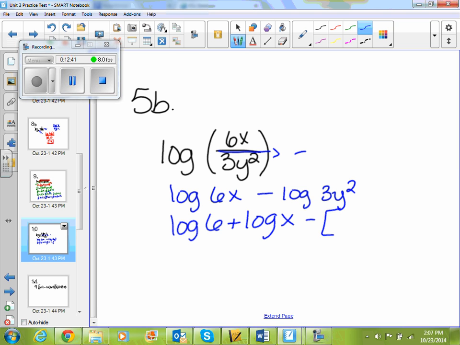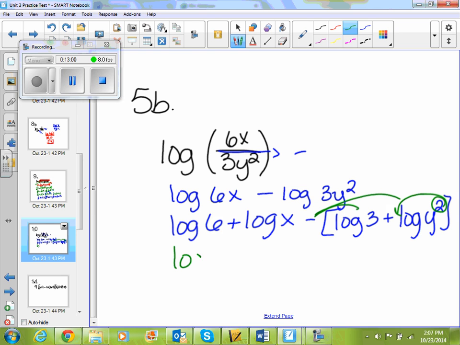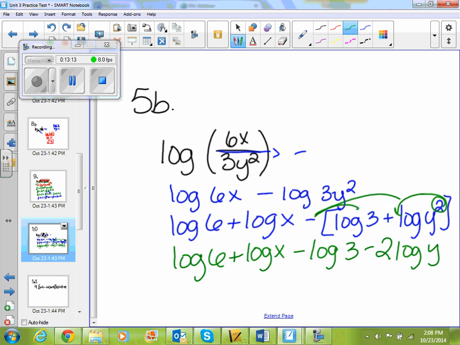Minus, if I break up the 3y squared, I get log of 3 plus log of y squared. And I'm going to roll down my 2 and distribute my negative. So then I'm going to get log of 6 plus log of x minus log of 3 minus 2 log y. And so what's in green then would be my final answer.